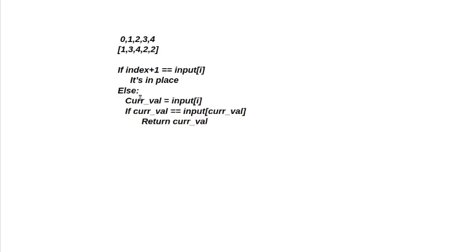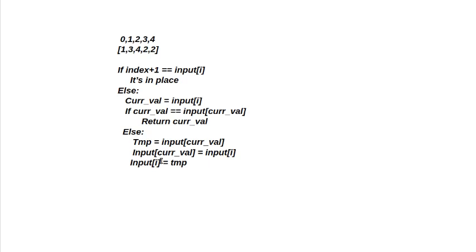Else, we need to get the current value, which is input[I], and I is over here at this point. Then we check if the current value is equal to the value at the position of that current value. In that case, obviously it's a duplicate, so we simply return it. If not, we do the swapping. I did the swapping right here, but I created a function earlier. This is how we do the swapping: we create a temp as the input value at the current index, then in that current index we put the Ith value, then we put the temp value in the Ith position.